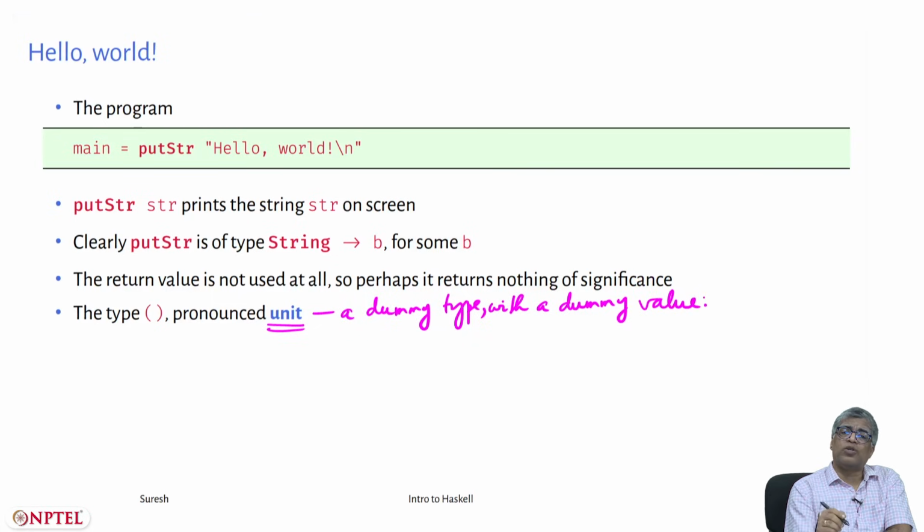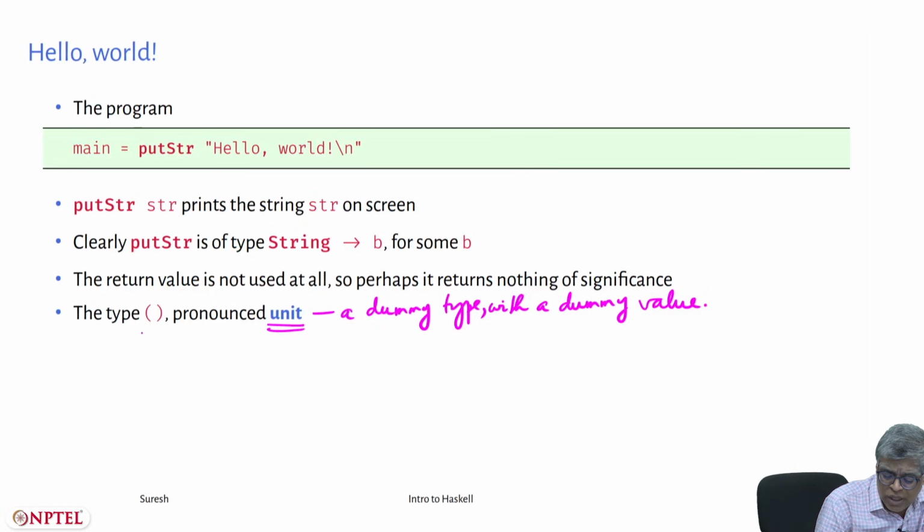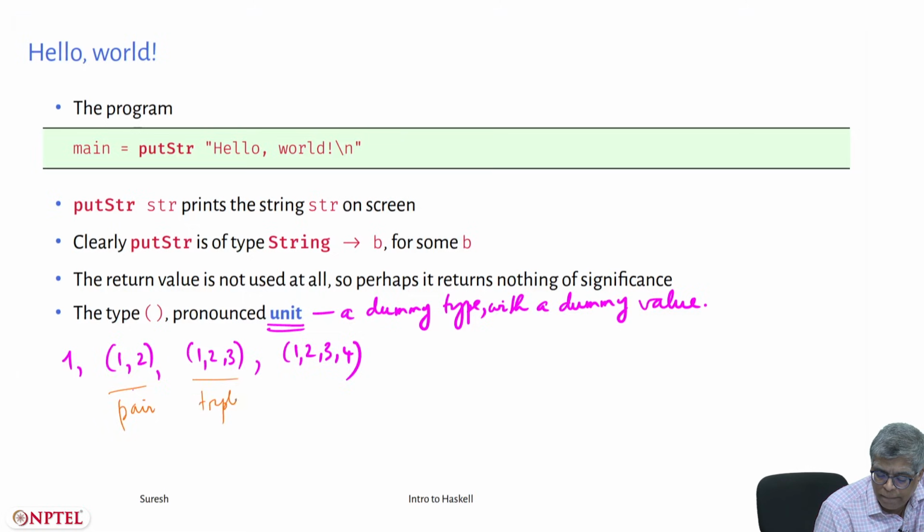Okay, it's called unit and it's written with an open parenthesis and a closed parenthesis. Recall that this is just a generalization. So if you can write 1, 2, you can write 1, 2, 3. These are pairs. This is a pair, that's a triple. This is a quadruple.